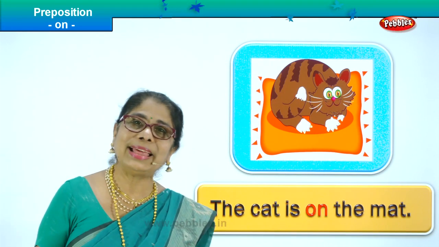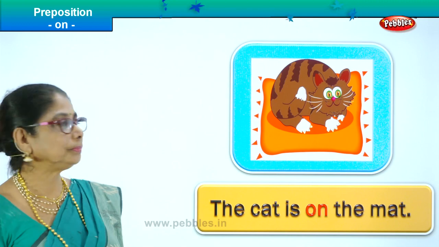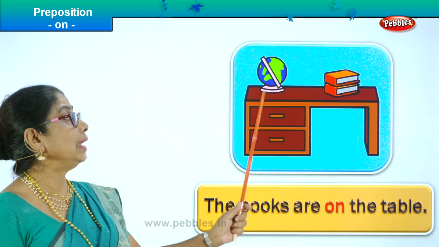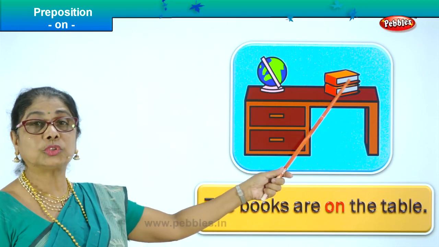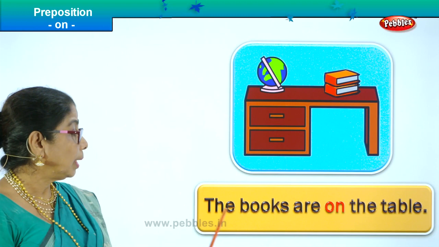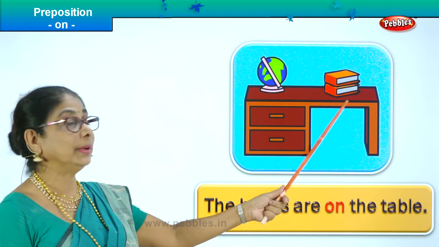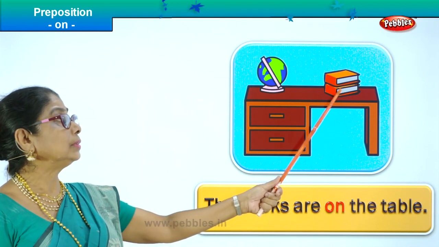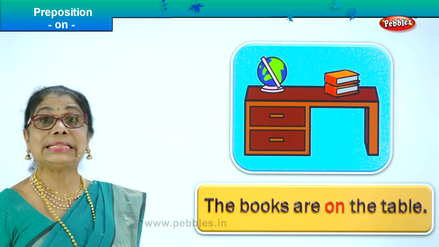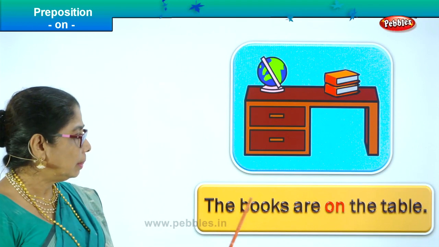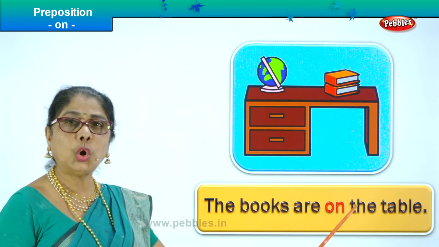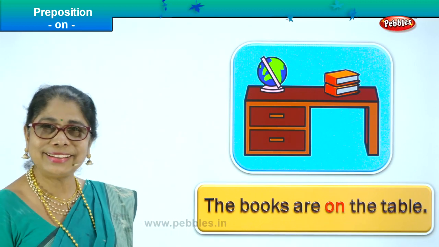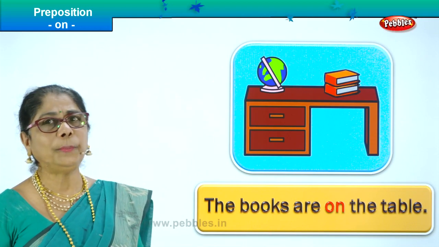Good. Let's take our next picture. Look what you have here. Where are the books? There is a table, there is a globe, and there are 2 books. The books are on the table. Preposition on, colored. Read here. The books are on the table. On. Preposition on. Good.